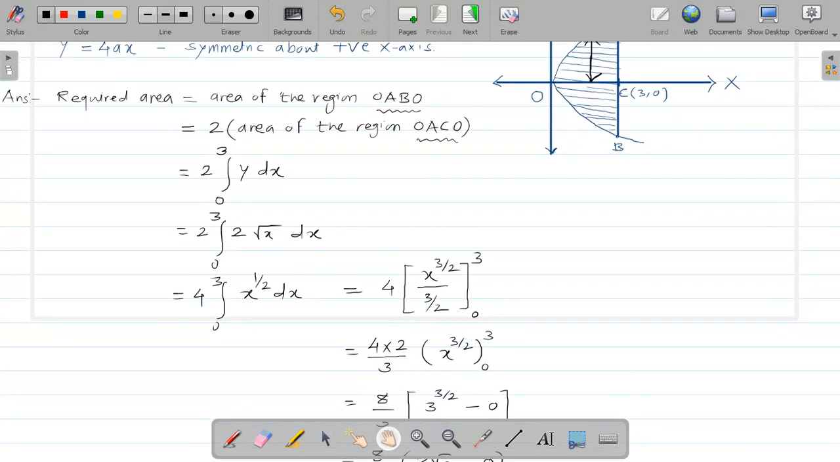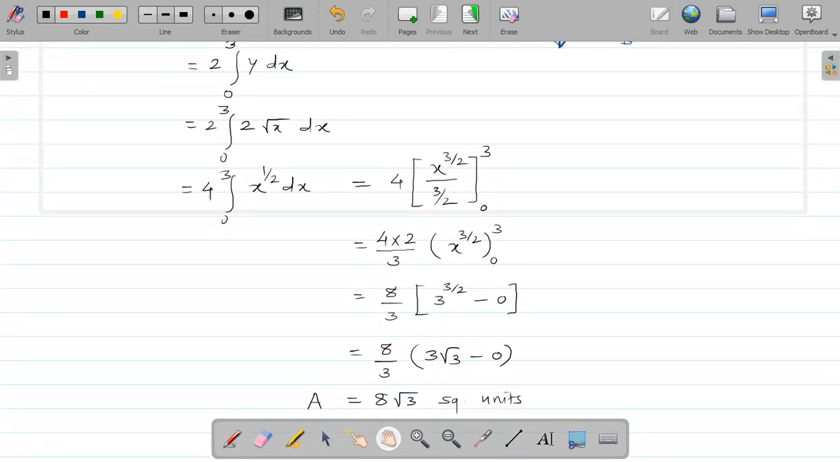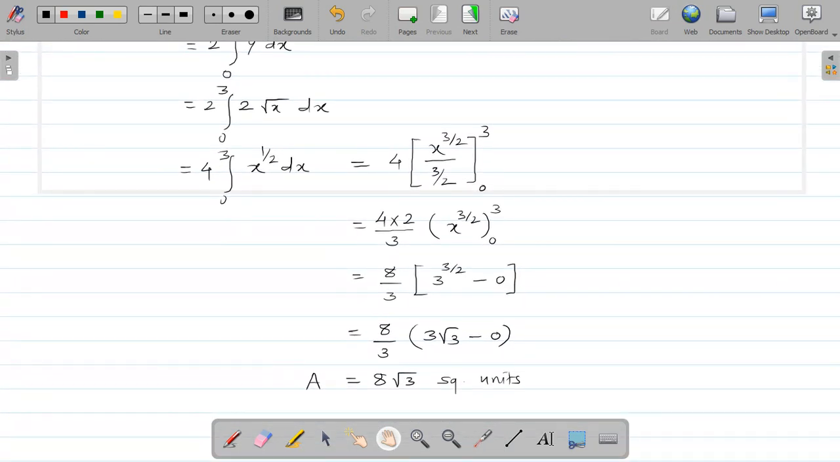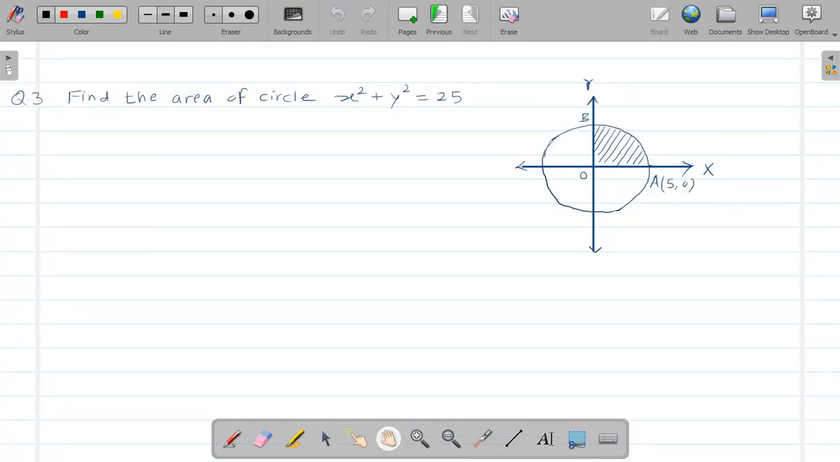Okay, so see this answer is 8 root 3 square units. Now next one is: find the area of the circle x square plus y square is equal to 25. Now this is a standard circle given to you. Remember, standard circle means having center at origin. See the figure, center at origin.